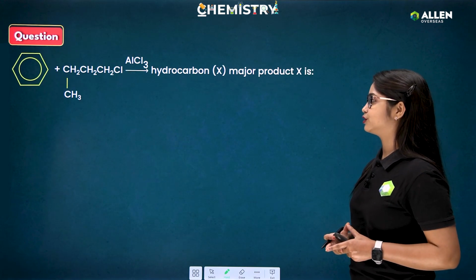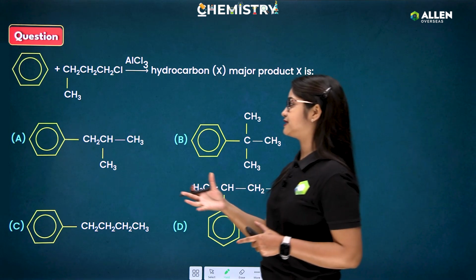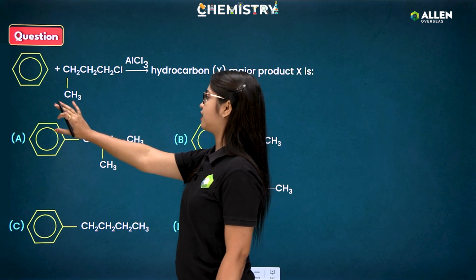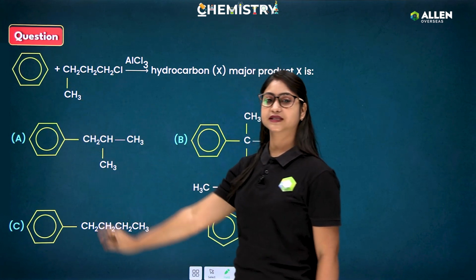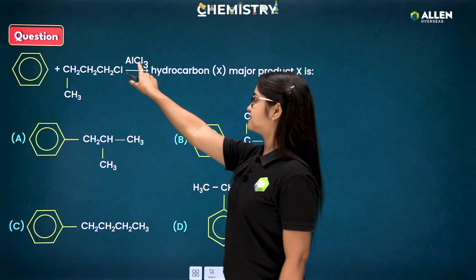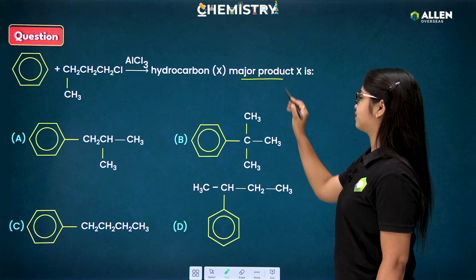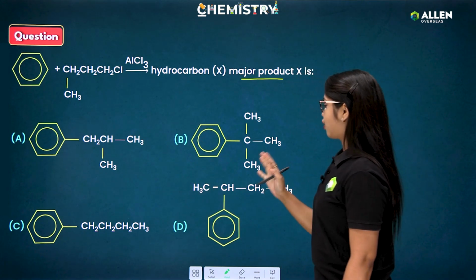Now let's see this question, what it says. This is based on the Friedel-Crafts reaction. You have a benzene ring and this is the alkyl halide here. This is a 1 degree alkyl halide, with AlCl3 Lewis acid. Hydrocarbon X is the major product, so we have to identify X. A few options are given.